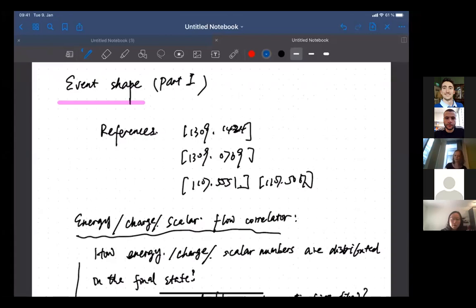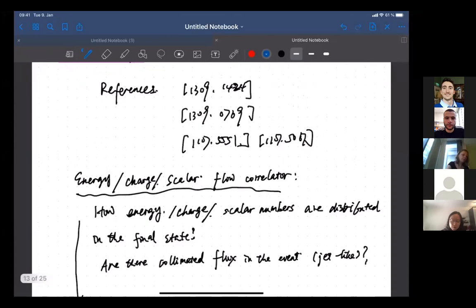So in today's lecture and tomorrow, I will be discussing a class of observables in collider physics, which is called event shape observables. And here I list a couple of references on the event shapes, which originally were measured in e+ e- to hadrons experiments, but these literatures are focusing on the study of event shapes in N=4 super Yang-Mills. And I will explain why it is interesting from both the theoretical and experimental point of view.